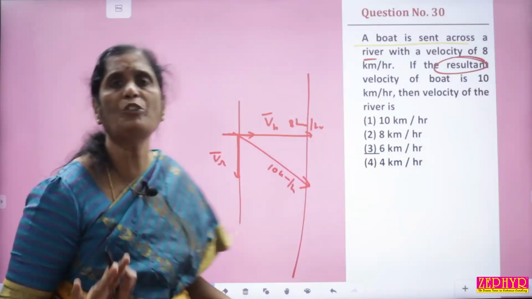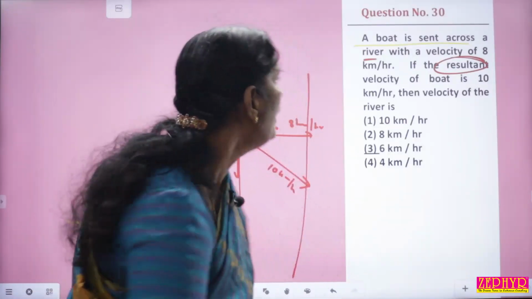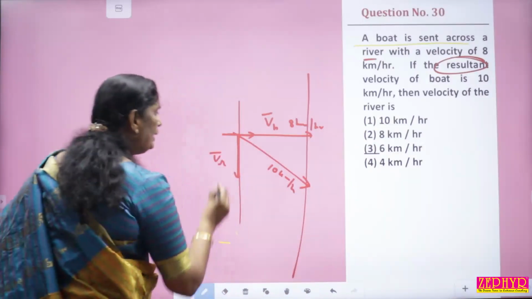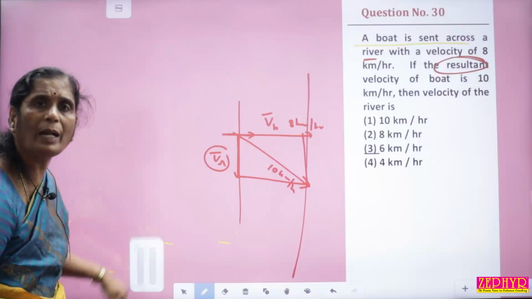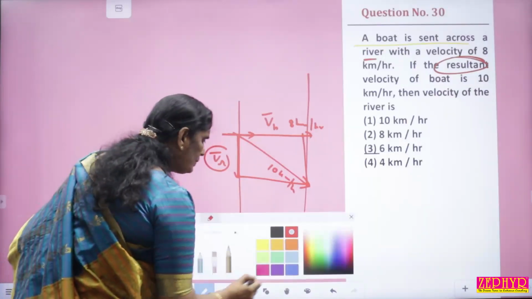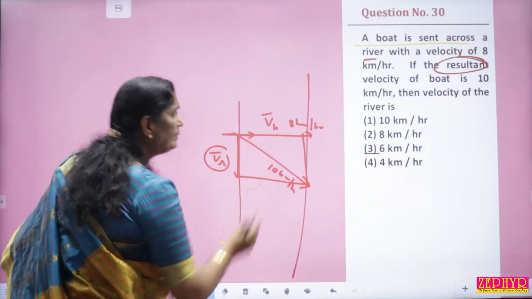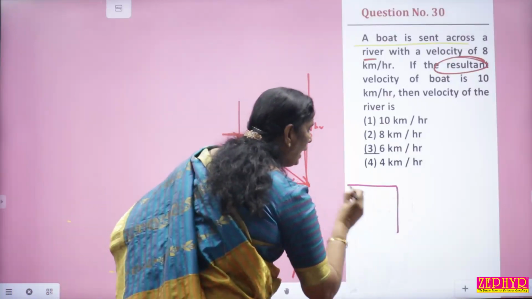So I don't want to confuse you by telling the shortest path and all. Now I want to know the velocity of the river. Again complete the parallelogram. Yes, I complete the parallelogram. So now think about this triangle. Now think about this triangle.